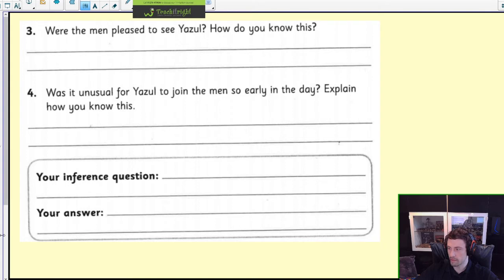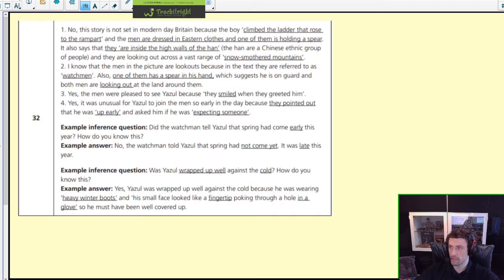Okie dokie. So number 1, no, the story is not set in modern day Britain, and there's lots of evidence for that. 1, it says the boy climbed the ladder that rose to the ramparts. Ramparts like part of a castle wall. We don't really have castle walls anymore, and certainly don't have ramparts on walls, which are for defending against invaders. The men are dressed in Eastern European clothing. They're in clothing that's made out of leather. One of them's holding a spear. I certainly haven't been walking around seeing anyone with spears.